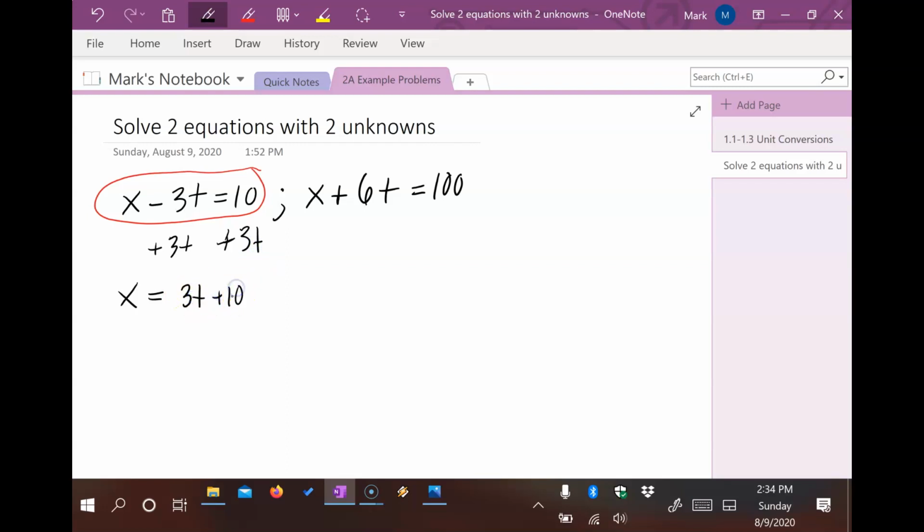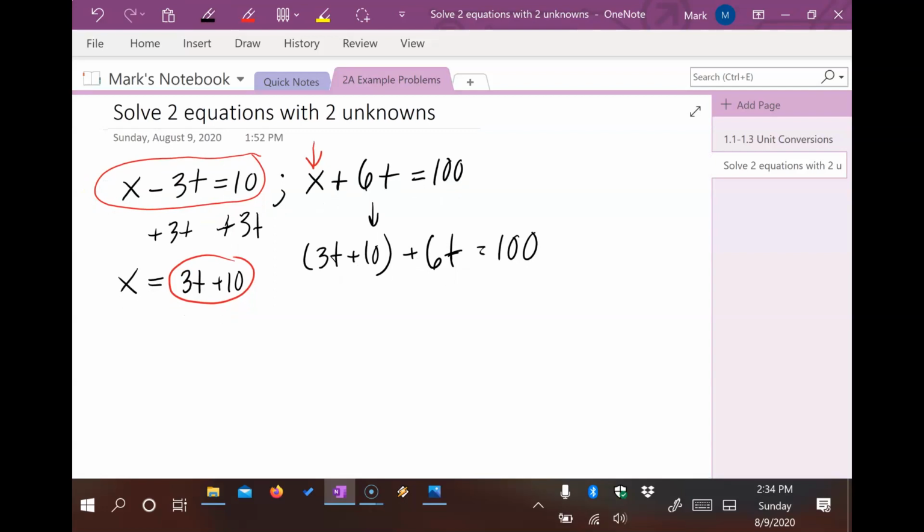And then we end up with x is equal to 3t plus 10. The next step is to take this x value and substitute it in for the x over here. So let's go ahead and do that. I've got this equation here. For x, I'm going to put in 3t plus 10, and now I've got plus 6t equals 100.